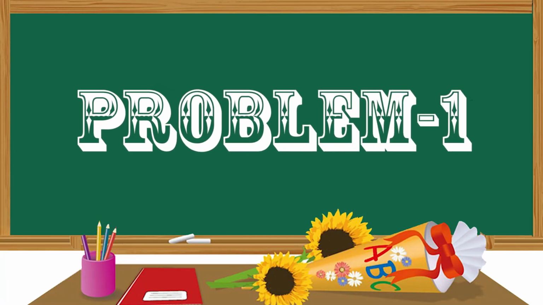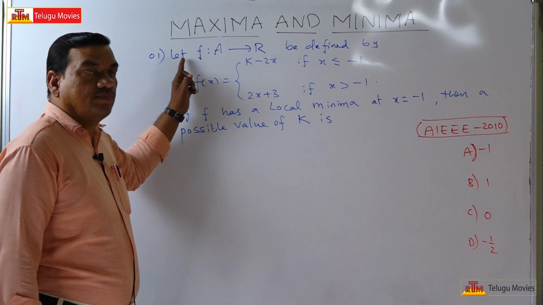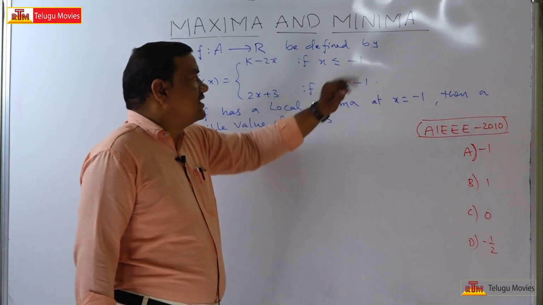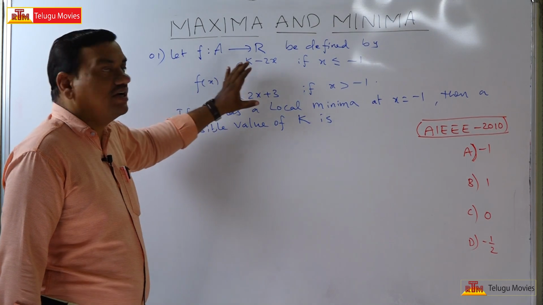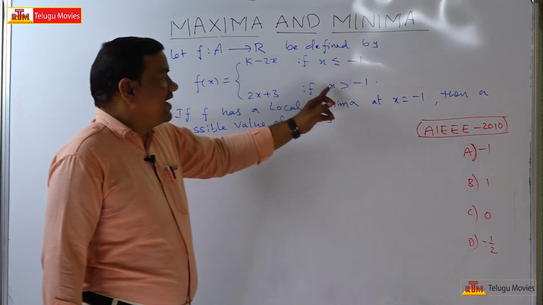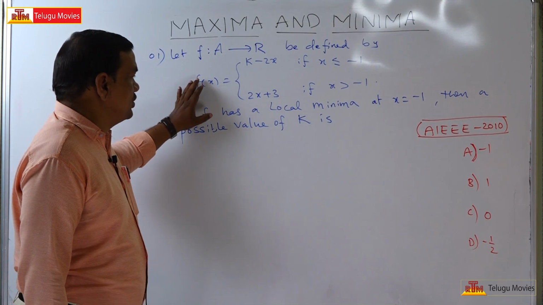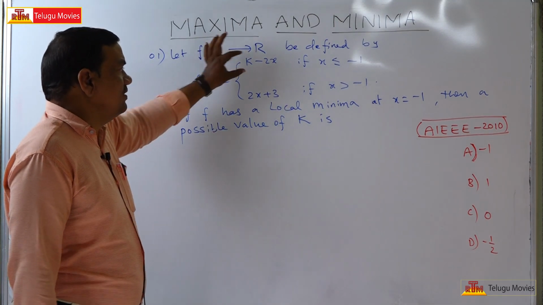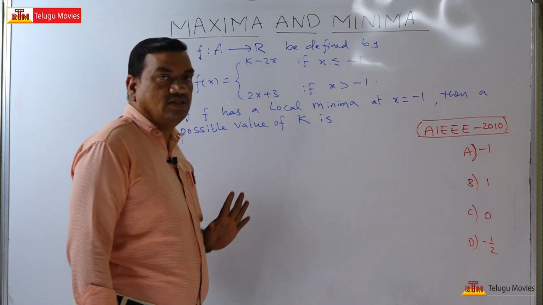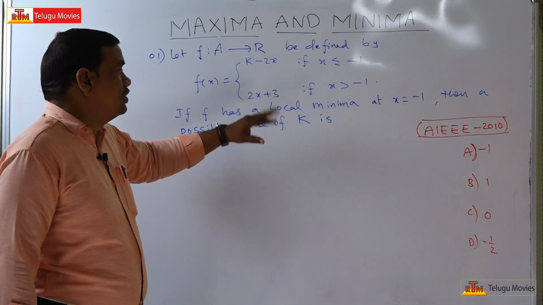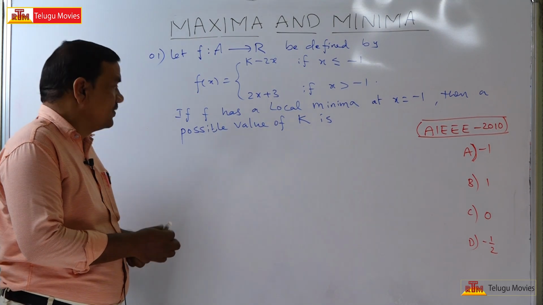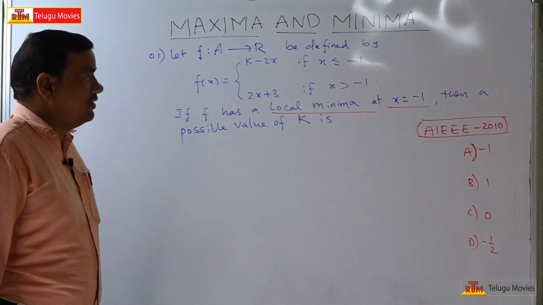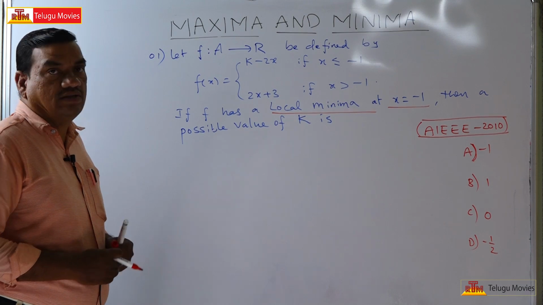Coming to this first problem here: let f be a function from A to R defined by, if x is less than or equal to minus 1, the function is defined as k minus 2x. If x is greater than minus 1, the function is defined as 2x plus 3. So, if x is less than minus 1, the image is this; if x is greater than minus 1, the image is 2x plus 3. And one more thing he is giving: f has local minima at x equal to minus 1. Then the possible values of k are?